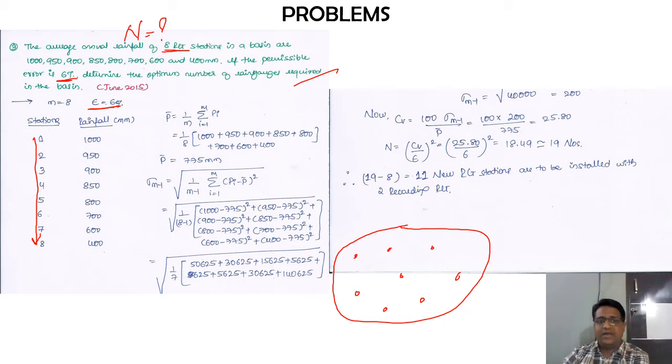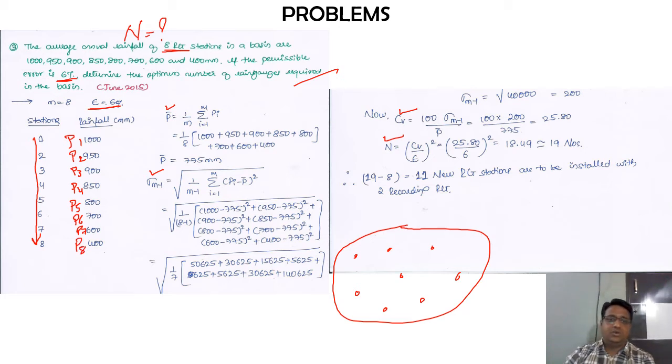Now coming back, we need to go in the reverse order with respect to the formulas. Initially I'll find out P bar, then sigma m minus 1, then I'll determine CV, and finally I'm going to determine the value of n. Again I'll explain the nomenclature: this will be P1, P2, P3, P4, P5, P6, P7, and finally P8.